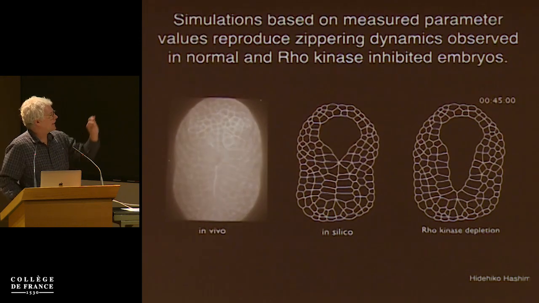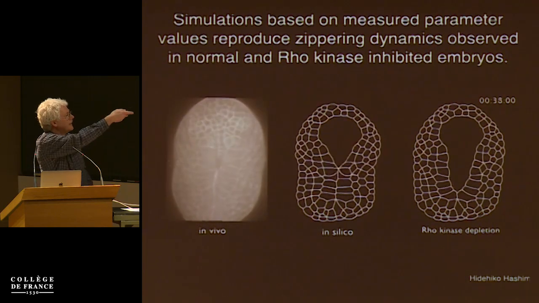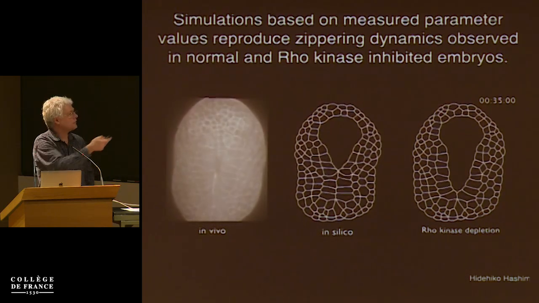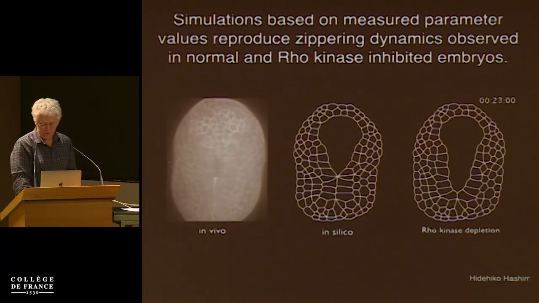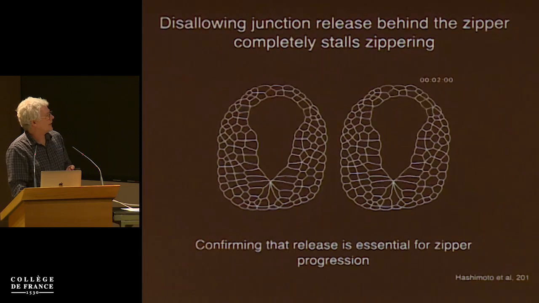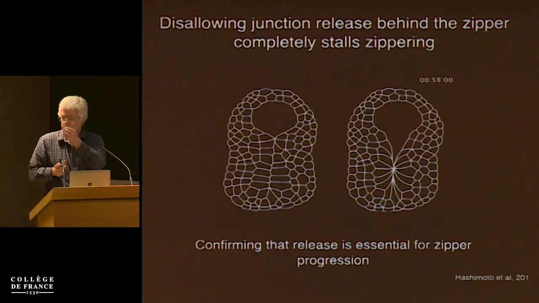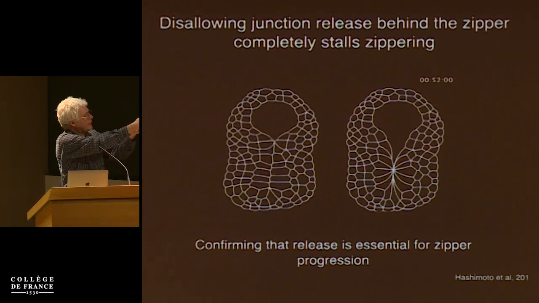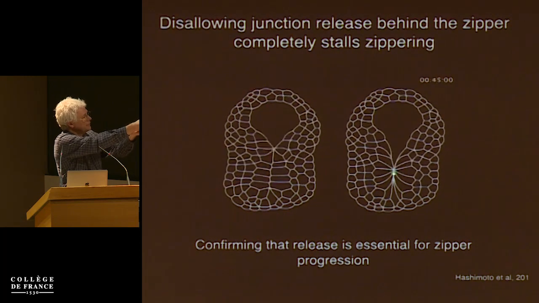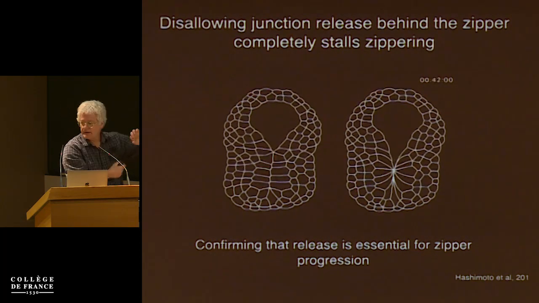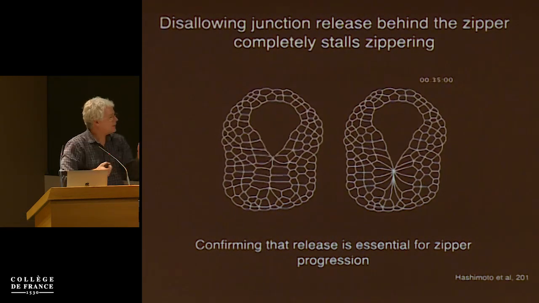And the answer is that with those inputs, the model reproduces the kinematics of zippering very closely, and also trivially reproduces the effects of blocking myosin activity. But what's nicer is that with a simulation like that in hand, one can also then ask, is the dissipation of resistance behind the zipper also important, by simply disallowing the release, the detachment of cells behind the zipper? And what you see when you do that in silico is that now the zipper stalls completely. So you have to detach cells and dissipate the resistance.